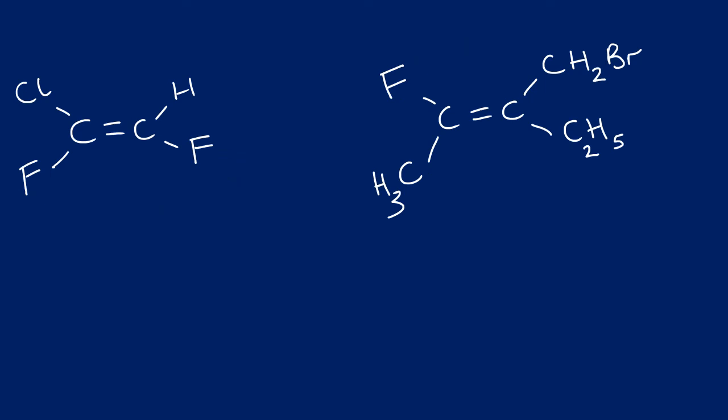Okay, I'm going to suggest you pause the video now and try to do these two yourself. Identify them as E or Z isomers, applying our priority rules. And when you're ready, unpause the video and see if you got them right.